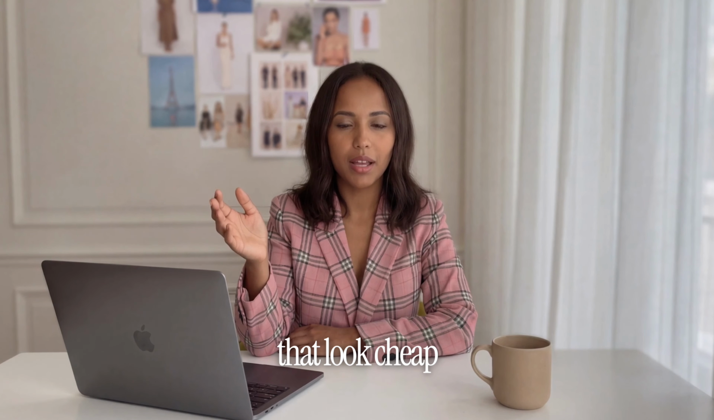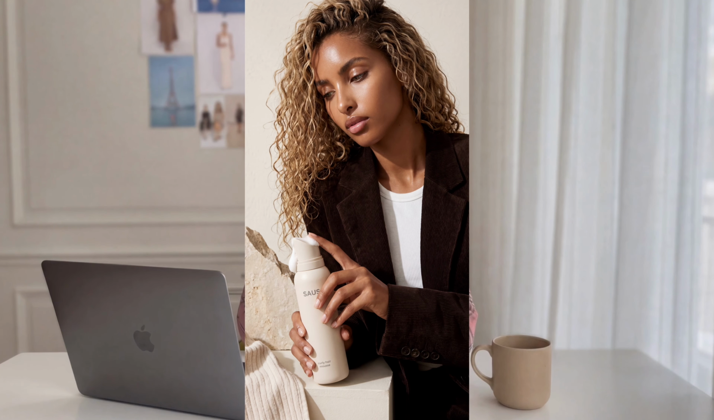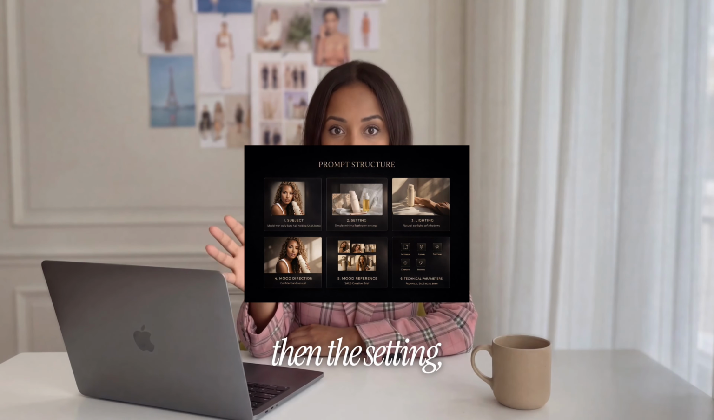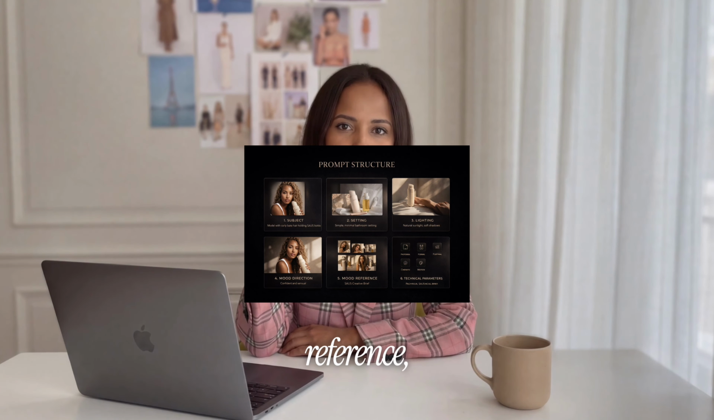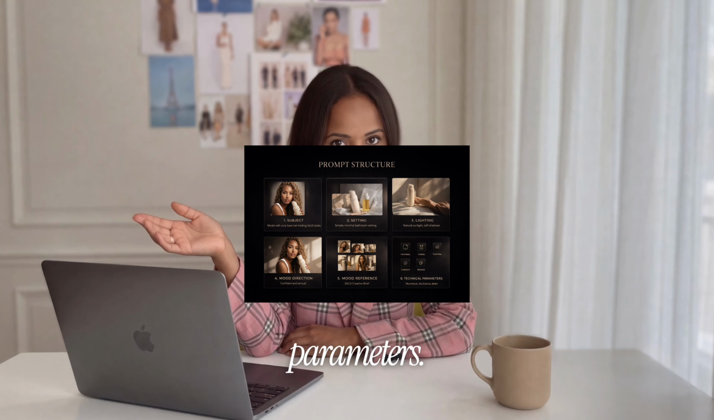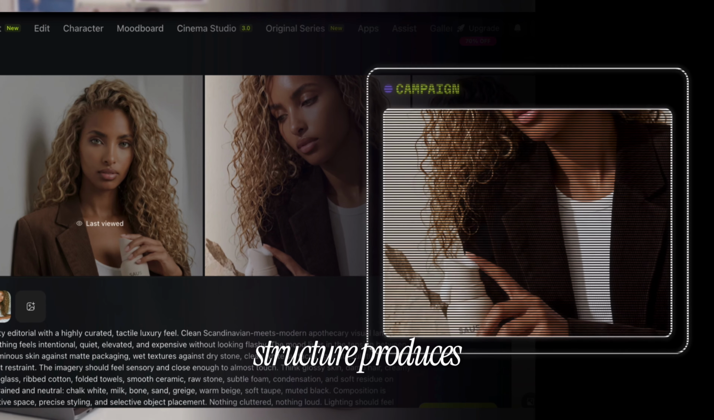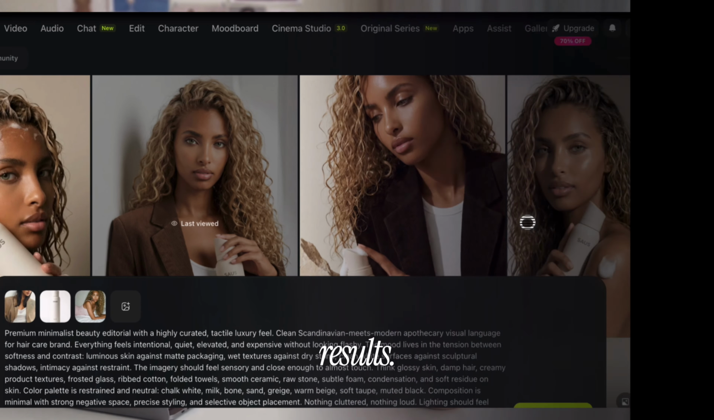The difference between AI images that look cheap and ones that look expensive is not the tool. It is the prompt structure. You start with the subject, then the setting, then the lighting direction, then the mood reference, then the technical parameters. Every time, in that order. Generic prompts produce generic images. Intentional structure produces campaign quality results.